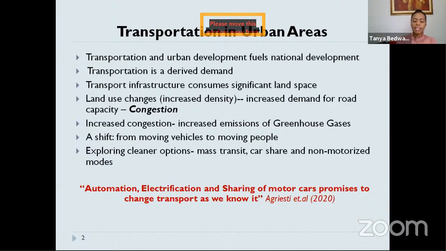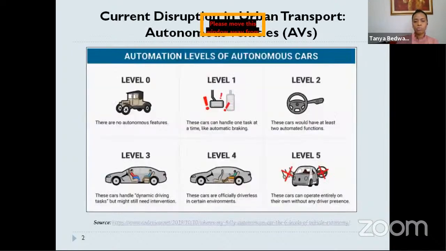What we're noticing is that the discussion has been around the need to shift from the current thrust of moving vehicles to concentrating more on moving people. And we have seen in recent years a disruption in a number of innovations that has vast implications for the transport sector. Three of these, highlighted by one researcher as quoted on the slide, are first and foremost motor vehicle automation, electrification, as well as the whole concept of ride share, which I will look at, but my presentation will be focused more on motor vehicle automation.